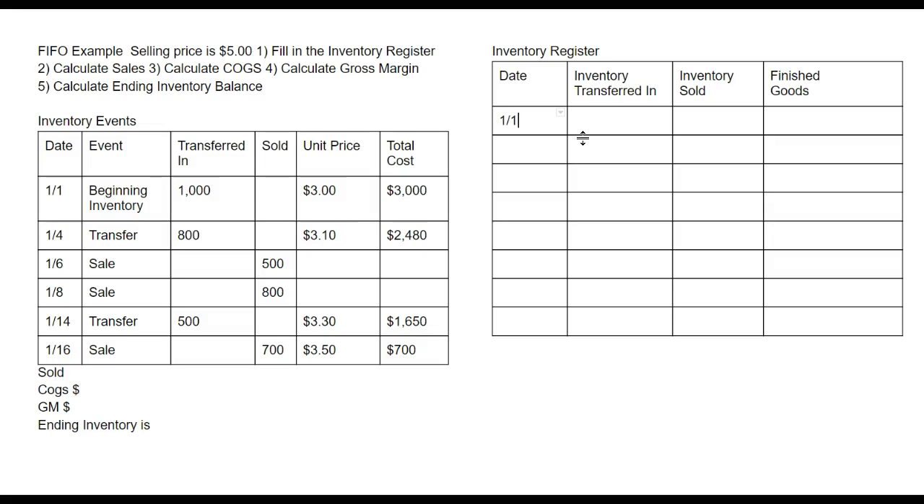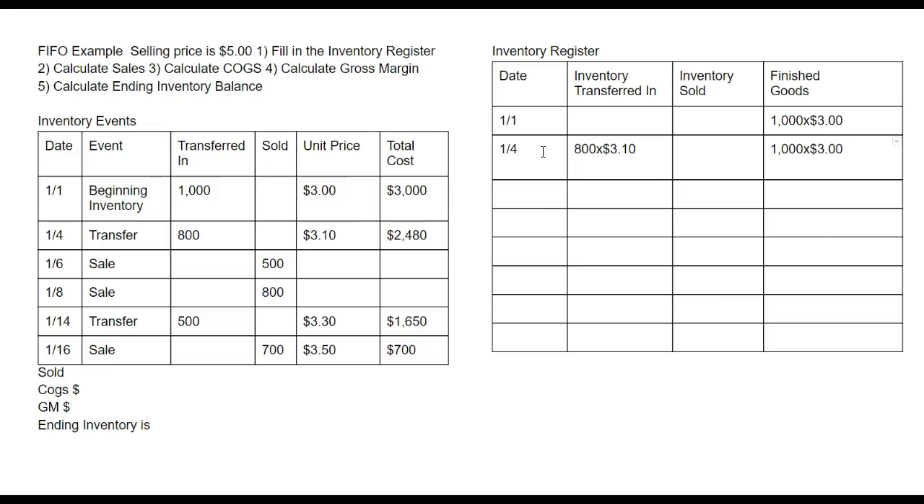So we're starting off the month with 1,000 units in finished goods at a cost of $3 per unit. On the 4th, we're transferring in, I'm sorry, we're transferring 800 units at $3.10 per unit. So what we do here in our inventory register, we always write the first inventory that gets transferred in at the top. And then we're going to add in anything that gets transferred in below.